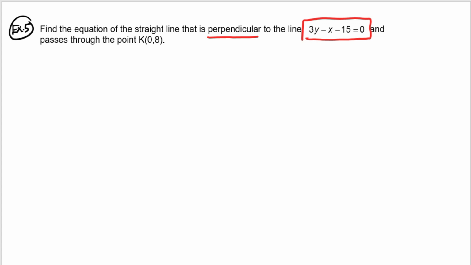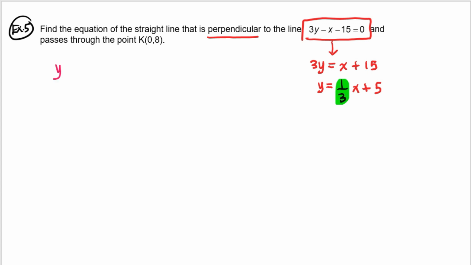Now we just need to rewrite this equation. Suppose I have 3y equal to x plus 15. I want to have it in the slope-intercept form. So I have 1 over 3x plus 15 divided by 3, which will be 5. Now we know that this is the m for this one.